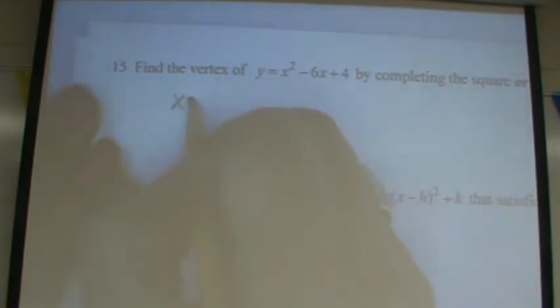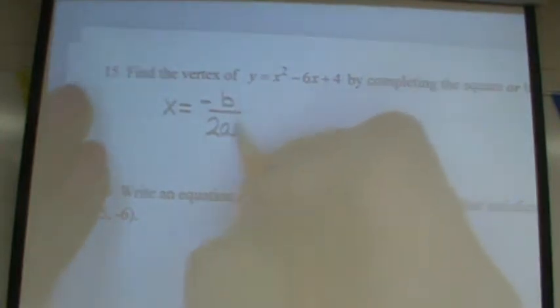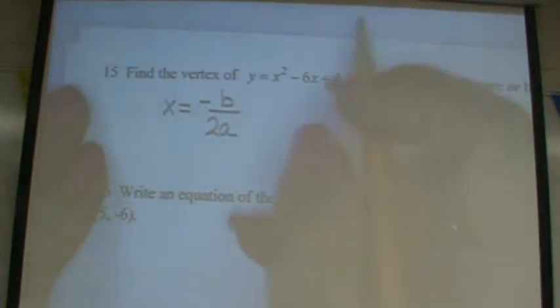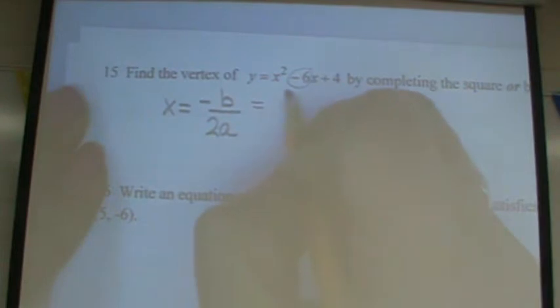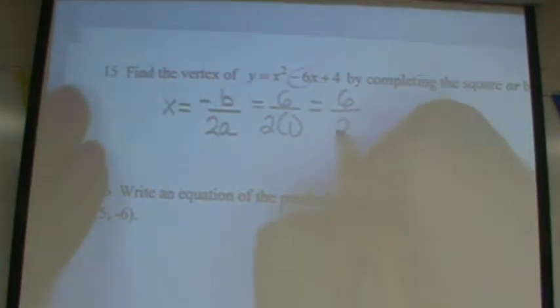Okay. In class, I showed you how to find the vertex by this formula. X is equal to, this is the axis of symmetry, (b over 2a). So the b value is -6 here. So it's the opposite of that. So that would be 6 over 2. The a value is 1. So 6 over 2, which is 3.